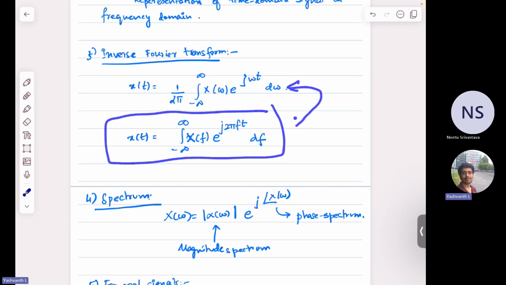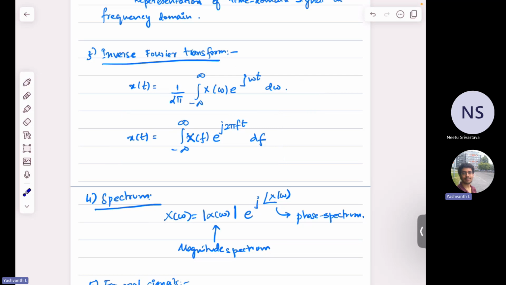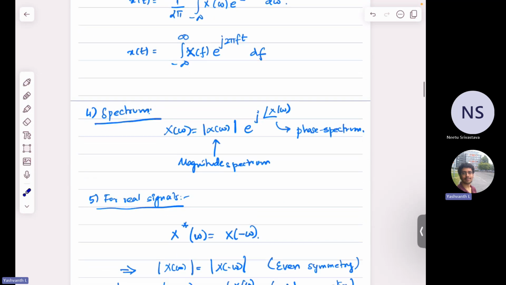Okay, exactly same as above, except that you will now not have an additional 1 by 2 pi factor sitting in front of the integral. Now, what is the spectrum? Spectrum is generally a term that is used to denote a function of frequency.